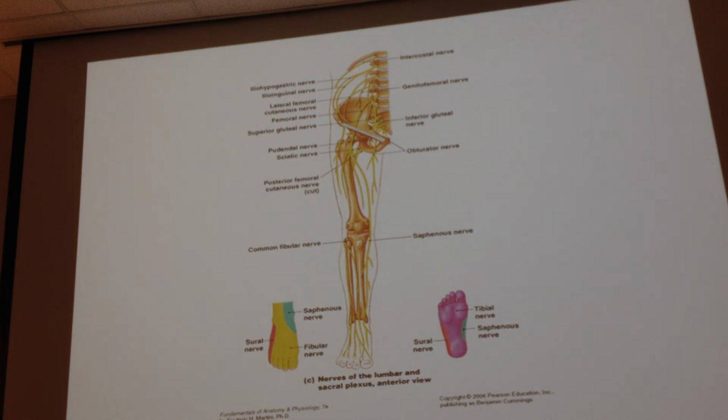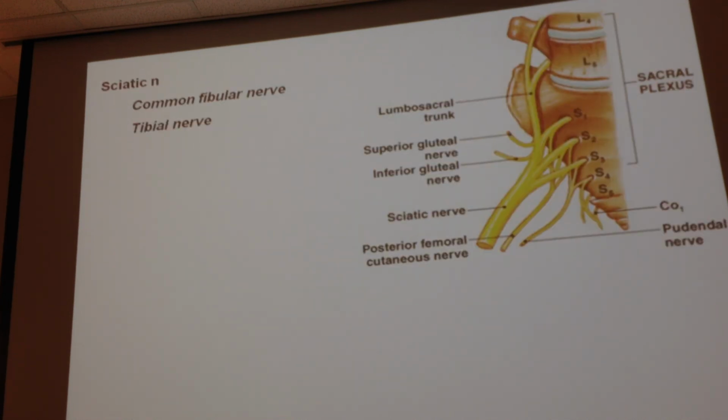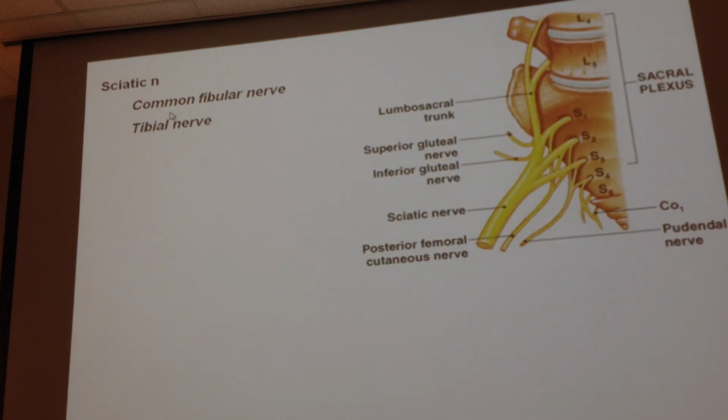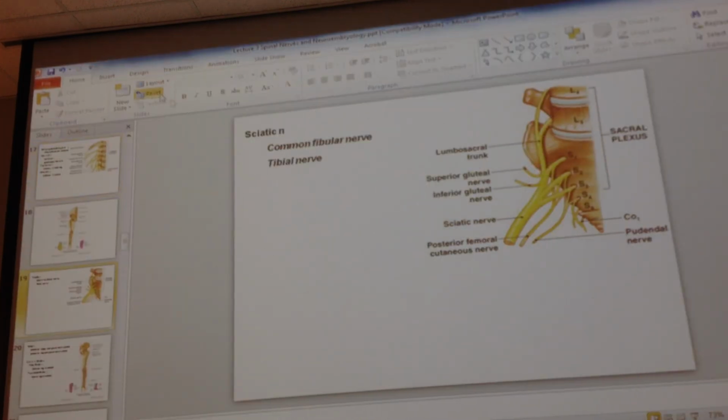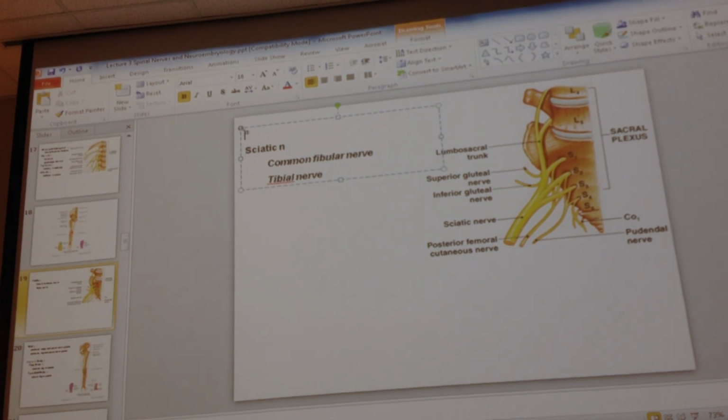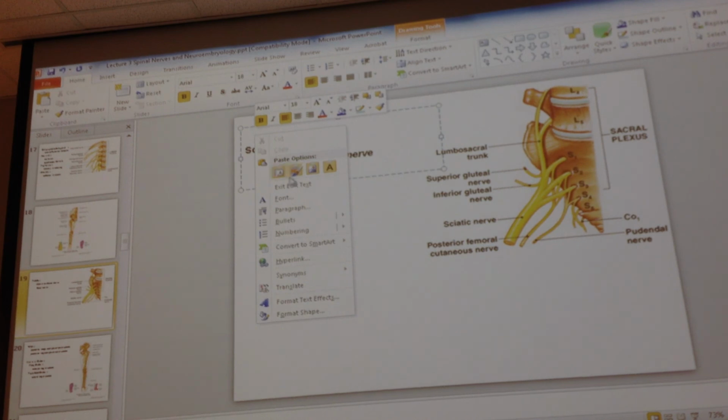Sacral plexus is posterior compartment and posterior thigh and leg. So the next diagram here is sacral plexus. And I want to add dental nerve here.